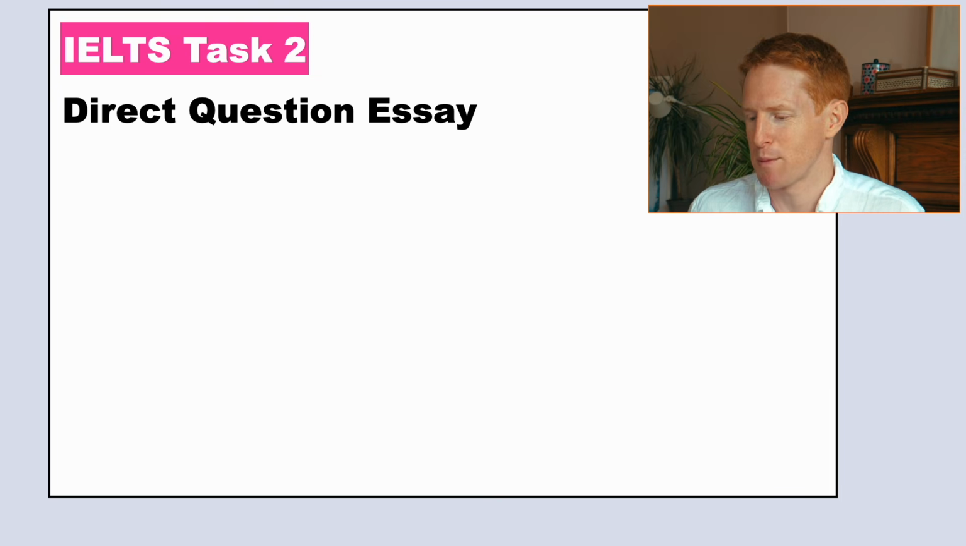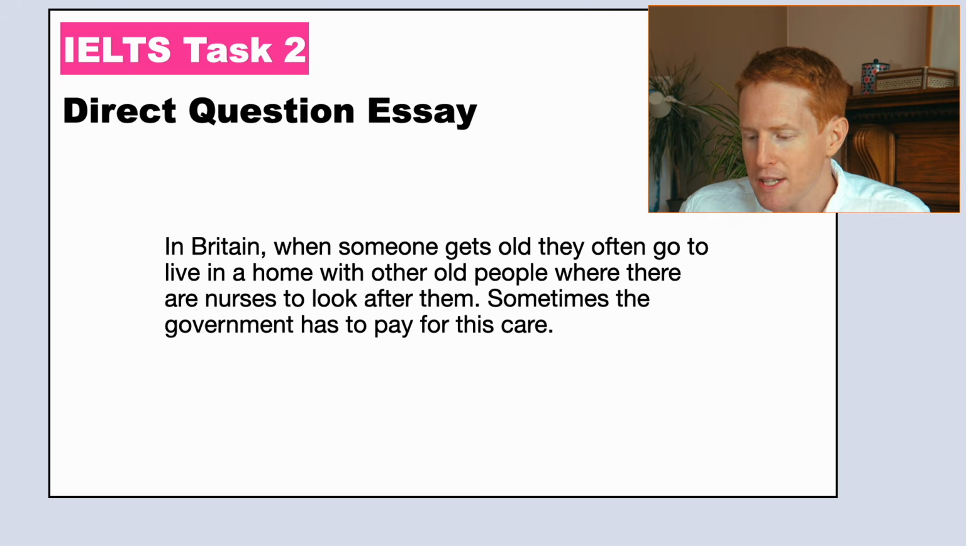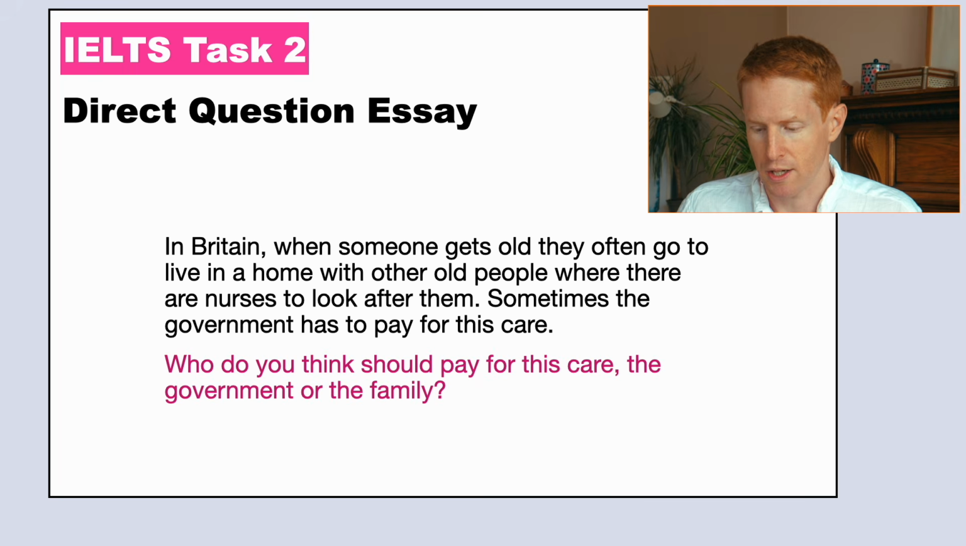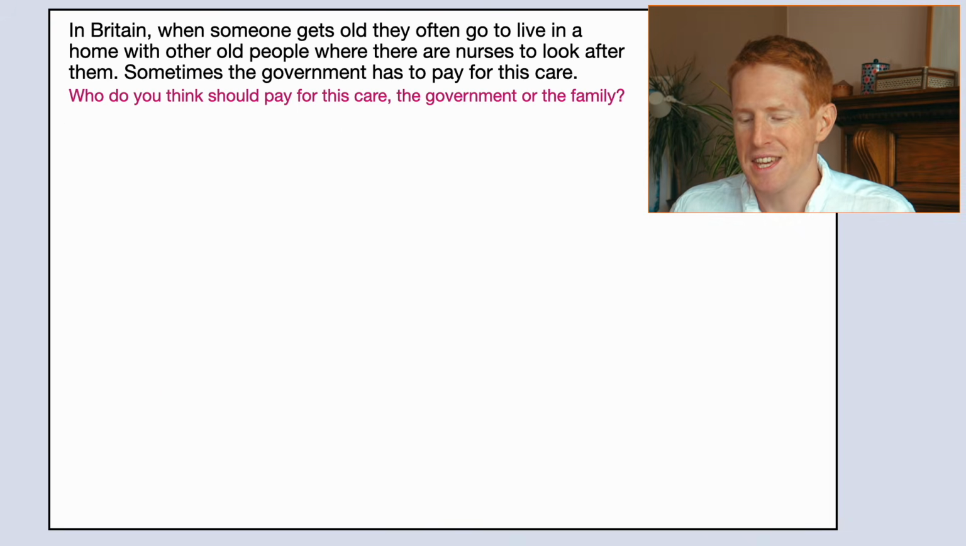Let me show you another example. In Britain, when someone gets old, they often go to live in a home with other old people where there are nurses to look after them. Sometimes the government has to pay for this care. Who do you think should pay for this care? The government or the family? Okay, this is the question that we're going to be writing our answer for.